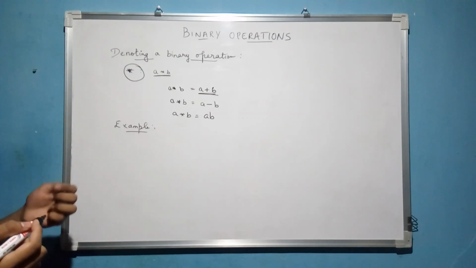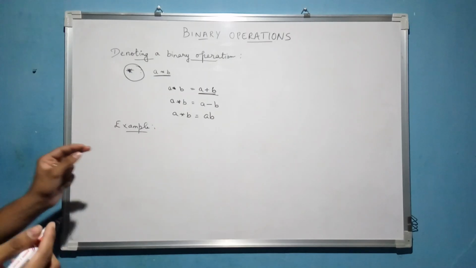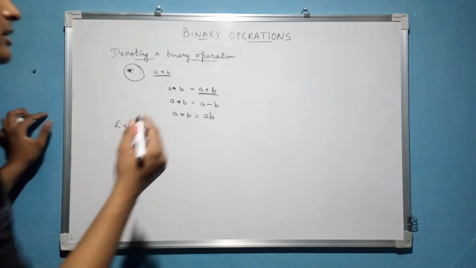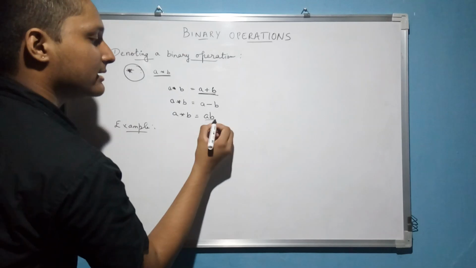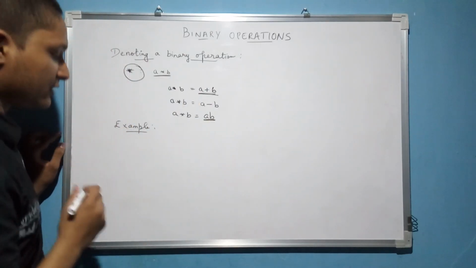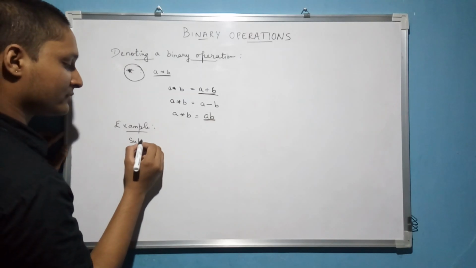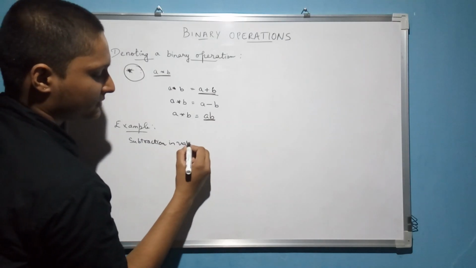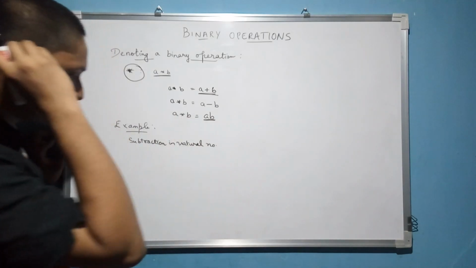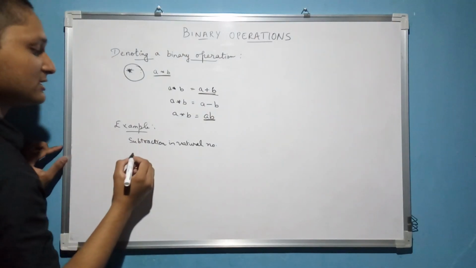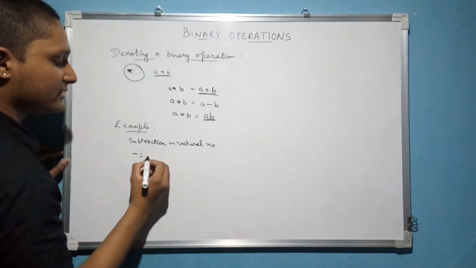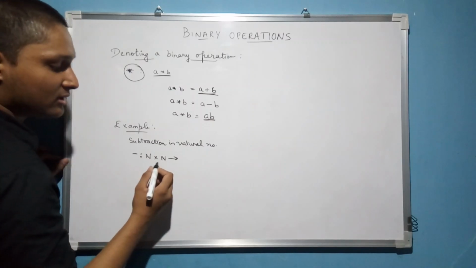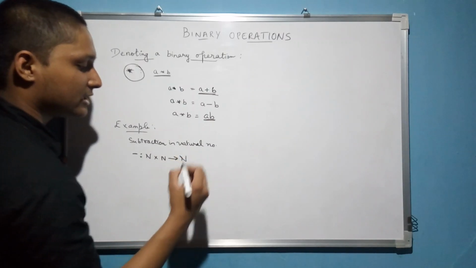So let us have some examples to check whether it is a binary operation or not. To check whether it is a binary operation or not, we need to check whether the right hand side belongs to the same set. So for example, let me take subtraction in natural numbers. Subtraction in natural numbers. It is a binary operation, minus, that is represented like this, from the Cartesian product of the set of natural numbers to the set of natural numbers.